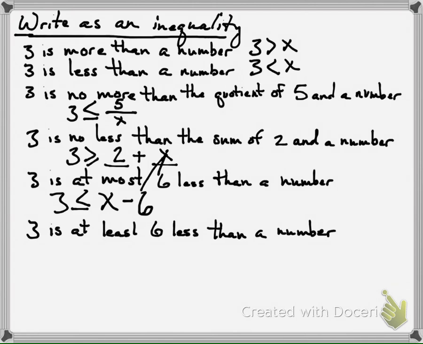All right, so the last one, 3 is at least, so that means greater than or equal to 6 less than a number. Again, that's x minus 6. So in the same way, at least, it's saying it's got to be greater than or equal to. You're setting a floor. You're saying, okay, it's got to be this much or more.